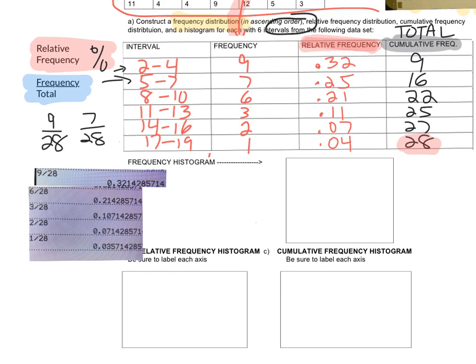Now what we're going to do is we're going to set up some histograms. We're going to draw some histograms. And the first one is the frequency histogram. So what we're going to do is we're going to use the intervals that we established and the frequencies that we found. We have 6 intervals because the problem said to use 6. So what we're going to do is we're going to break the bottom up into 6 parts.